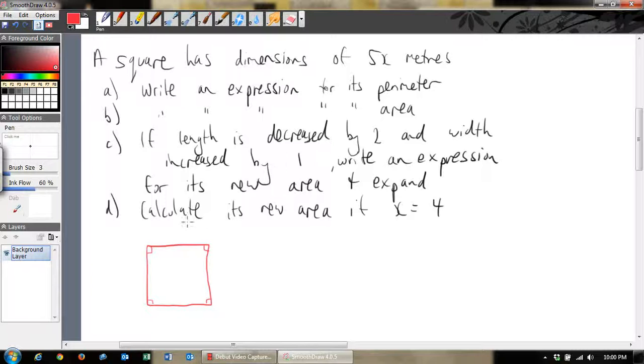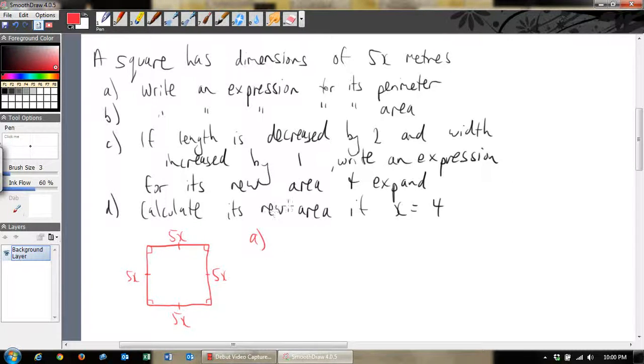So here's our square, and it's got dimensions of 5x meters. And just remember what a square means. It means it's got all the same length of sides. So every side is 5x. So I'll just write that: 5x, 5x, 5x, 5x. Okay, fantastic. Let's get started.